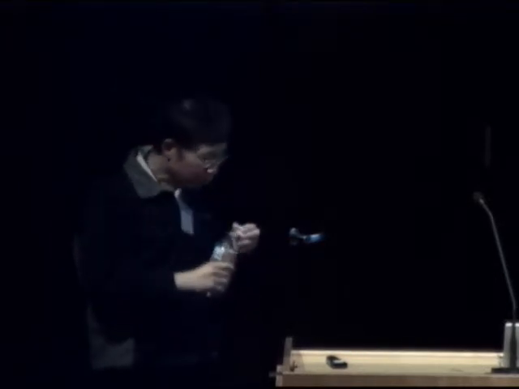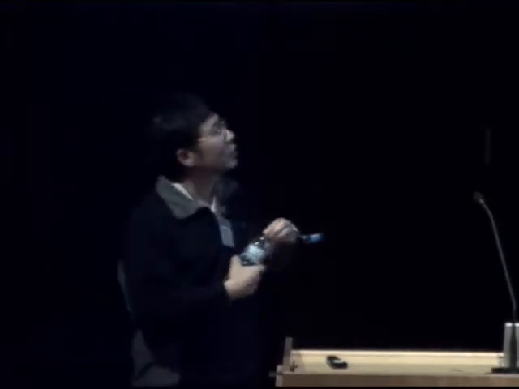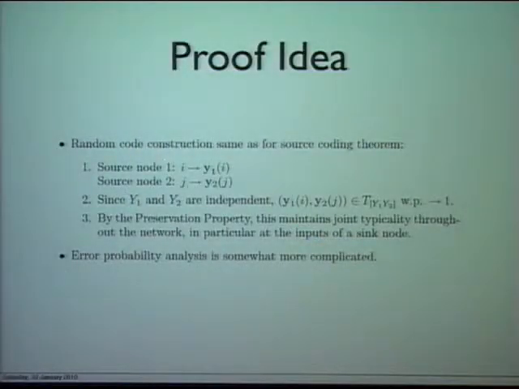Now, for the random coding, it is very similar to the point-to-point case, except that I would like to make a few remarks. Now we have more than one source node. Let's say we use I to index the message from source node 1, and we use J to index the message from source node 2. For message I, you map it to a vector Y1(I). For message J, you map it to a vector Y2(J).